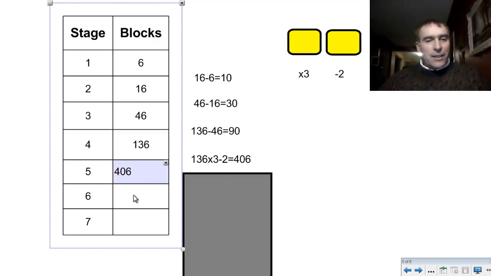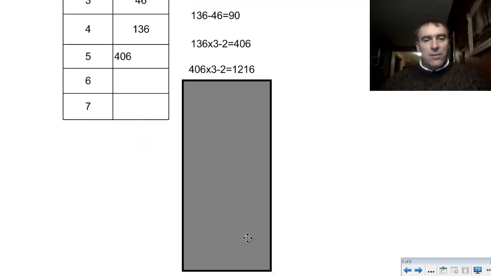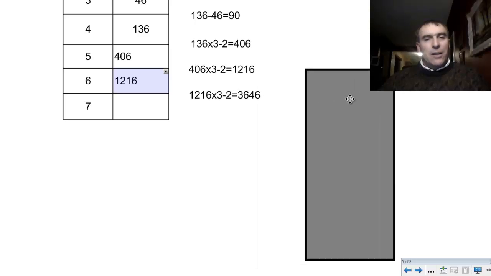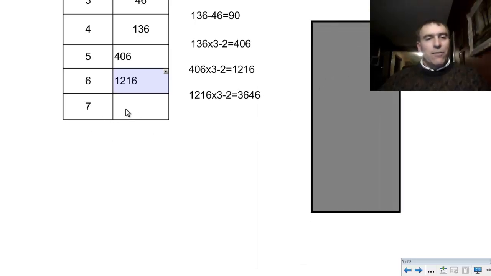How do we find the next one? Same way, you take 406 times 3 minus 2, and we find the answer is 1,216. And so you write that in the answer. And finally, the last thing, 1,216 times 3 minus 2 gives us our final answer of 3,646.